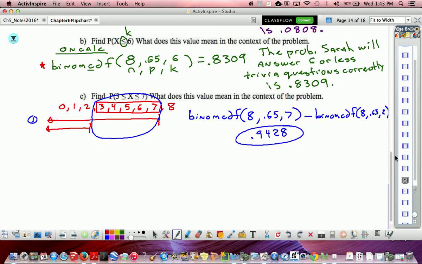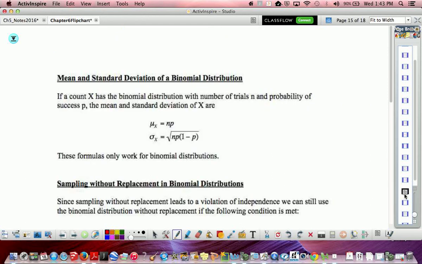All right, questions? Beautiful. Let's continue on then with our notes and continue our work with binomial distributions.